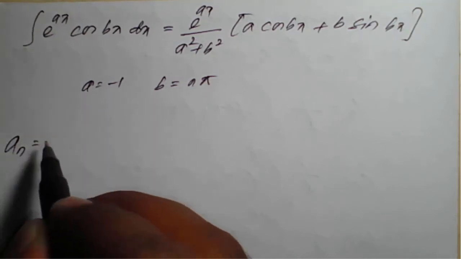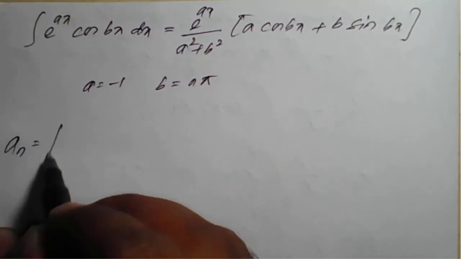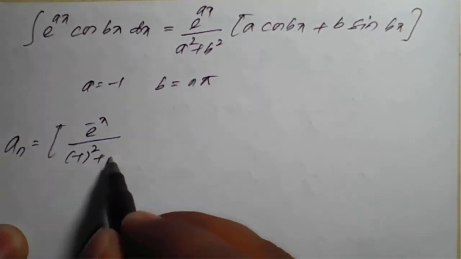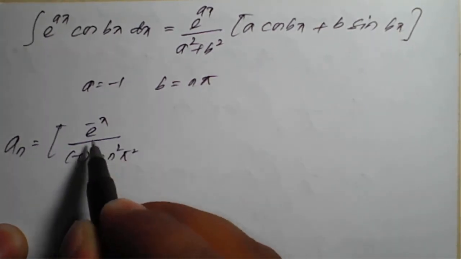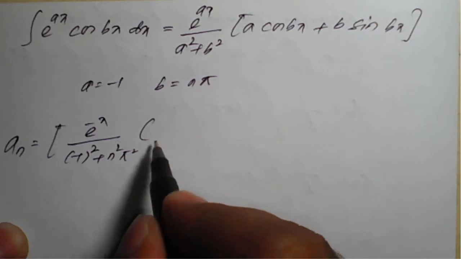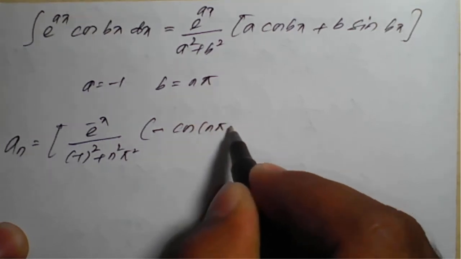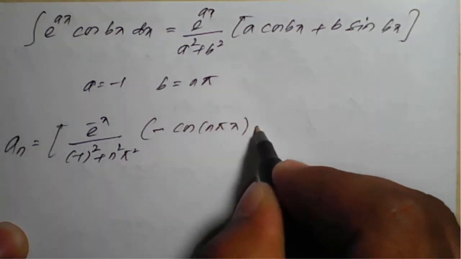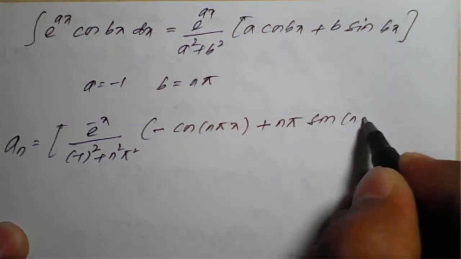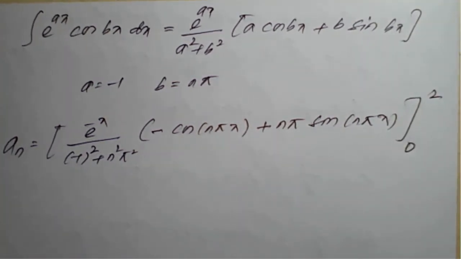So therefore an is equal to 1 upon 1, leave it. So it will become e raised to minus x divided by minus 1 square plus n square pi square. So a square plus b square, into a, where a value is minus 1. So minus 1 into cos of b value, what here? N pi x, plus b value, what here? N into pi sine of n pi x, limit from 0 to 2.